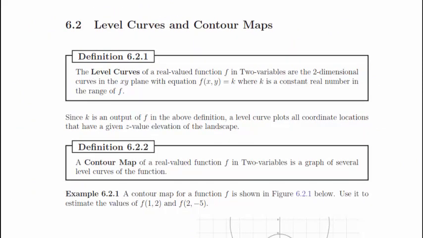So the next thing we want to look at is level curves and contour maps. So how can we look at a top view of the domain of the xy plane and see all of the different possible outputs? If I look at this definition, definition 6.2.1, it says the level curves of a real valued function f in two variables are the two-dimensional curves in the xy plane with equation f of xy equals k, where k is a constant real number in the range of f. So we're saying since k is an output of f in the above definition, a level curve plots all coordinate locations that has a given z-value elevation of the landscape.